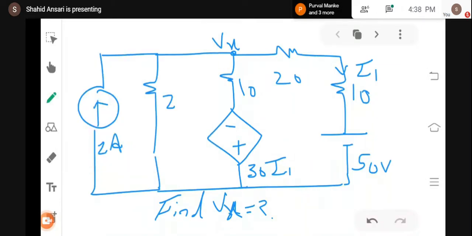Now, look at the nodes. How many nodes do we have in this particular numerical? Can I call this particular point a node? Can I call this particular point a node for node analysis numerical?